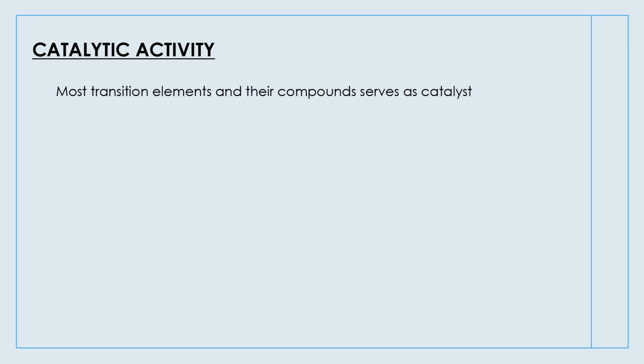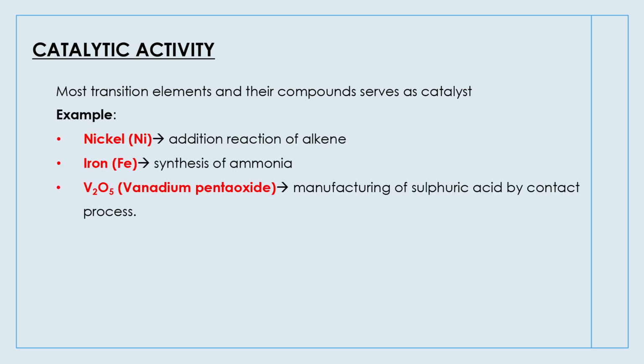For example, we have different transition elements that serve as catalyst. Nickel, which is used as a catalyst in the addition reaction of alkene. Iron, used in the synthesis of ammonia as the catalyst, and vanadium pentaoxide, which is used for the manufacturing of sulfuric acid by the contact process. Nickel, iron and vanadium, these are the transition elements.